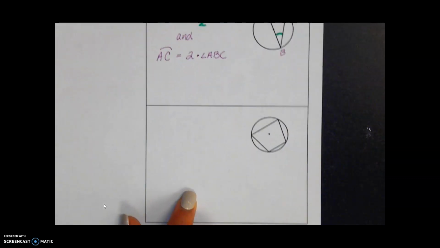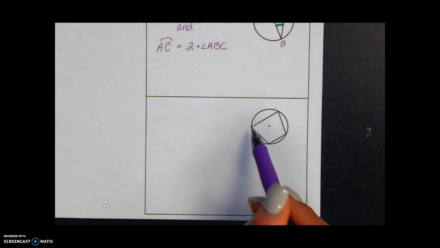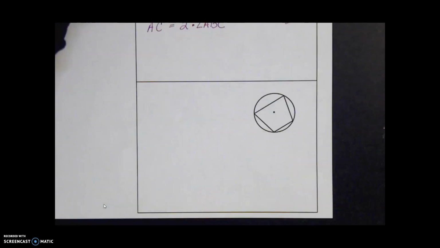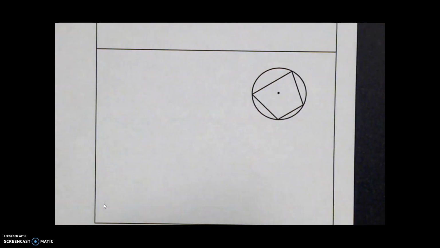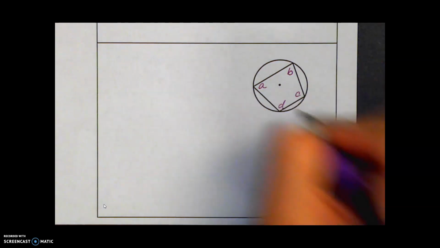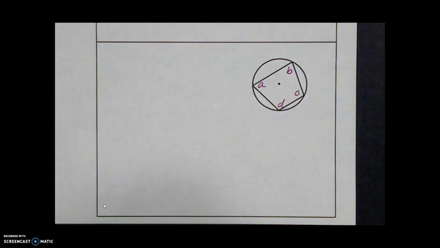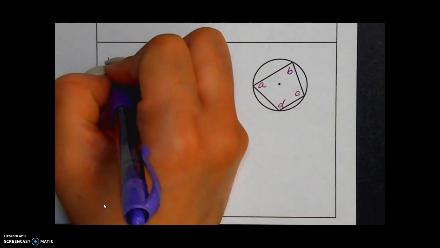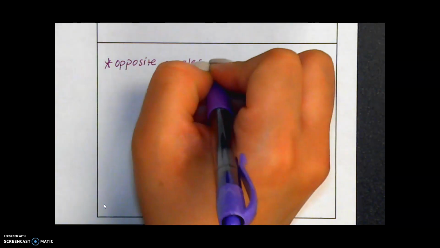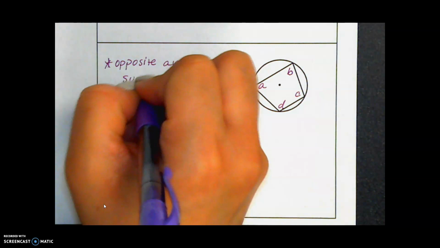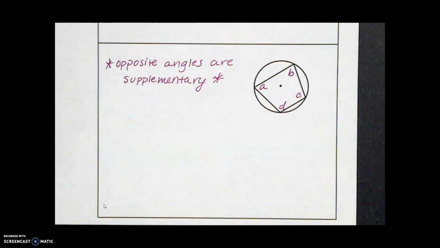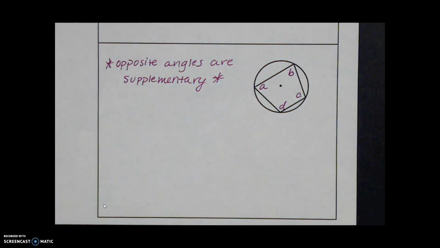Now when we get to quadrilaterals, that means a shape with 4 sides, then there's something interesting about them. Let me zoom in so you can see. I'm going to label each angle inside of here, A, B, C, and D. There's something interesting about these. I want you to note that opposite angles are supplementary to each other. Remember, that means they add up to give you 180.